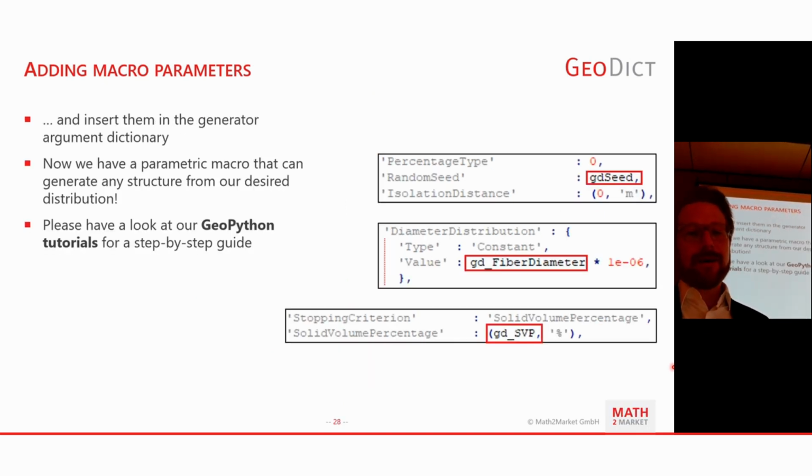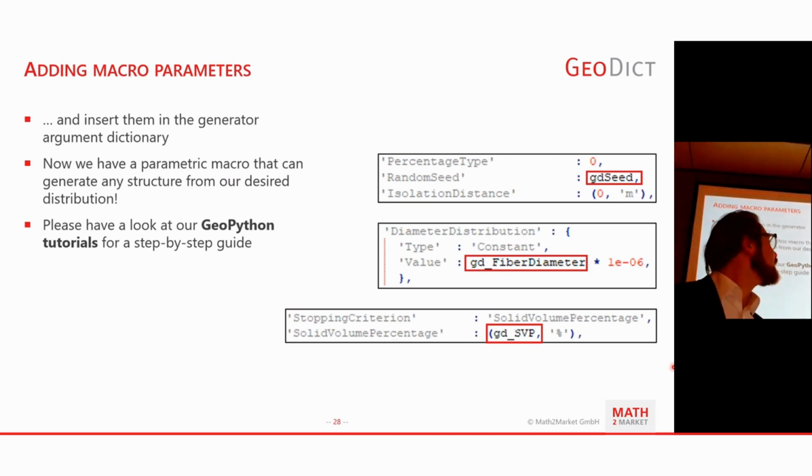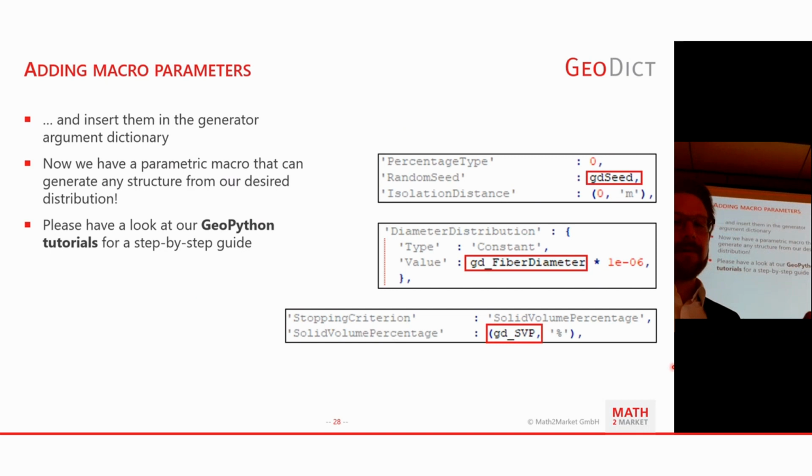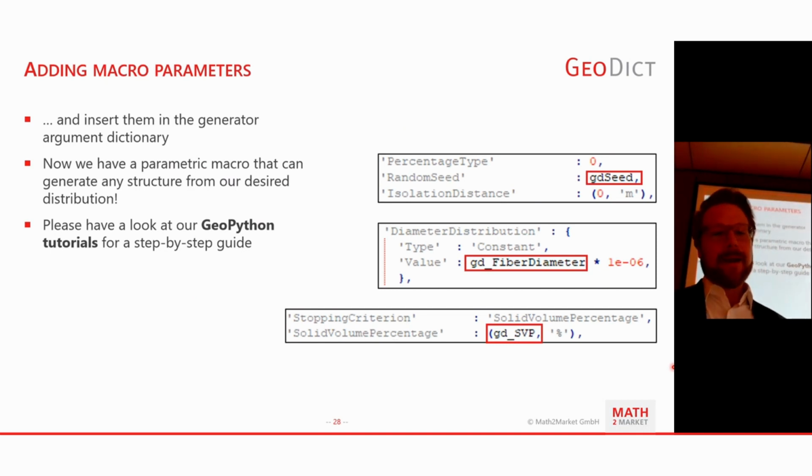So what we need to do now, the next step, is take these parameters and actually use them in the GeoDict commands that were recorded within the macro. For example, the GDseed variable we would put into the random seed key here of the FiberGeo call. Fiber diameter is the value of this constant diameter distribution, also within the FiberGeo parameters, times 1e-6, because I want to be able to specify the diameter in microns, and within GeoDict, within the commands, it's usually all SI units. So this expects meters. I want to be able to enter microns as the variable value, so I multiply by 1e-6.